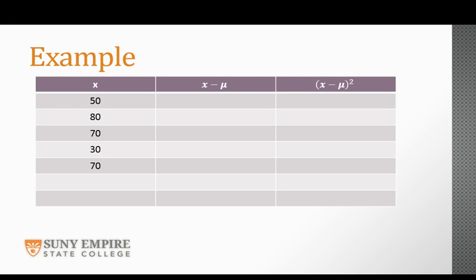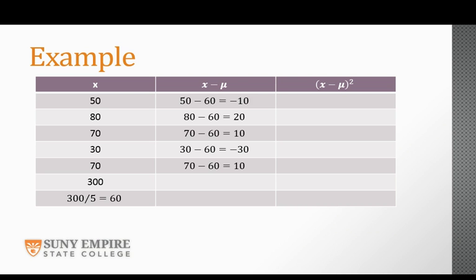To start, we need to set up a table of values to ease our calculations. We insert the scores in the first column. Because we know that we need the mean, we add the scores to get a total of 300. Dividing by 5, we find that Sam's average is 60. We subtract the mean of 60 from each of the scores. This gives us variations of negative 10, 20, 10, negative 30, and 10.